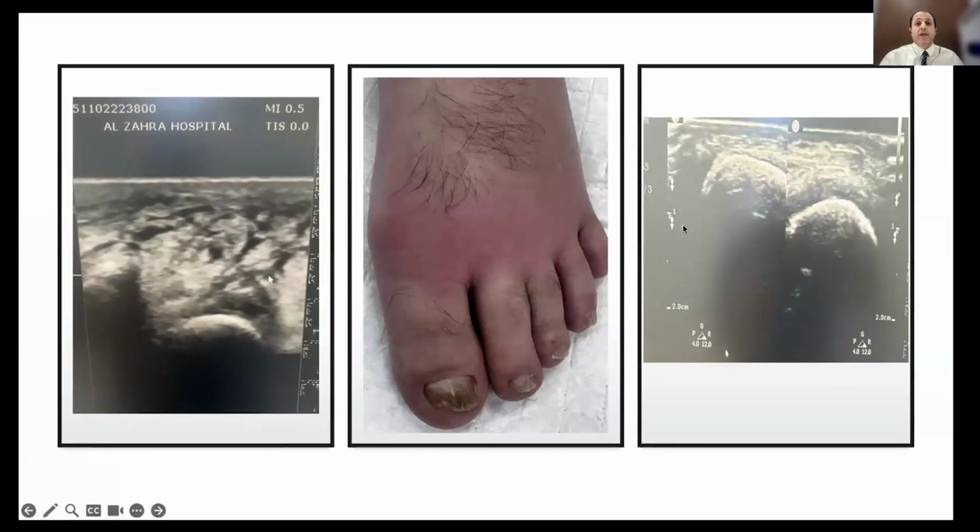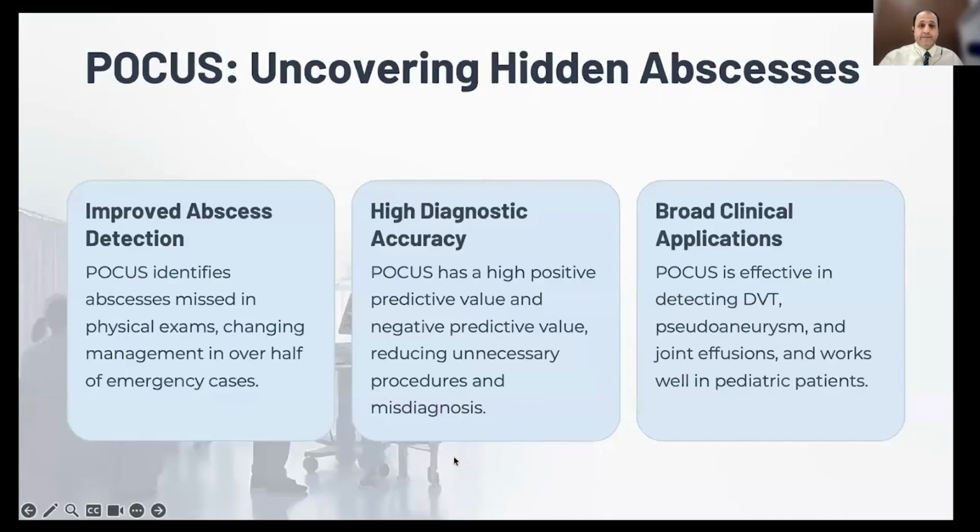But if I hadn't done the POCUS for this case, I'm not sure what would have happened to the patient and what outcome we would have expected. So this is the role of point of care ultrasound in our care. POCUS actually improves abscess detection, so we can identify abscesses that are missed on physical examination. Per the studies, it changes our management in over 50% of emergency cases and has very good positive predictive value and negative predictive value.